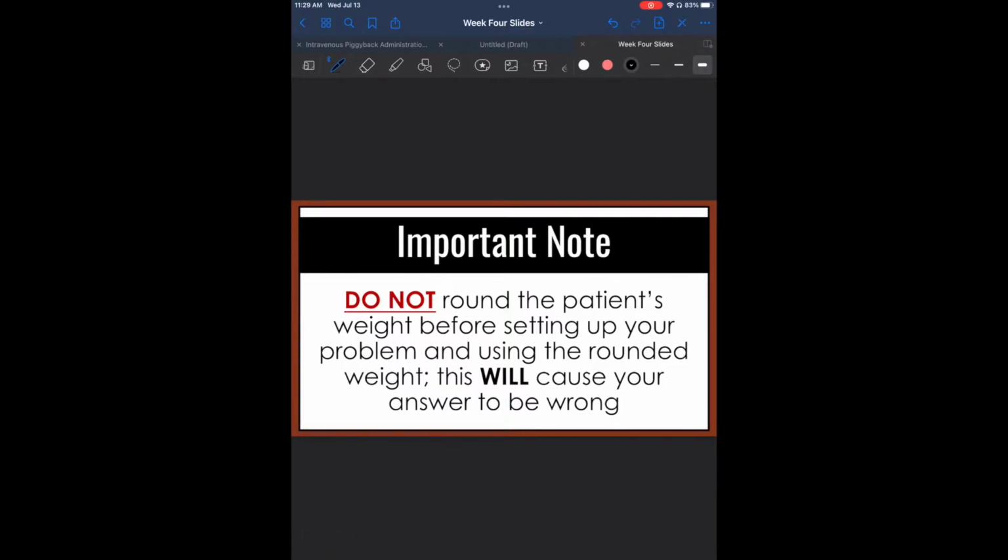So a big important note to remember before all of this is that you do not round the patient's weight before setting up the problem. And what I mean by that is if it says the child is 38 pounds, do not convert it to kilograms first and then start plugging it into your problem. It'll make more sense in a minute, but if you do that, then you're using a rounded weight to start with, which means you'll get an incorrect amount of medication that you would give that child, because it's going to be based on that rounded weight and not their actual converted weight. So in that case, the answer would be wrong.